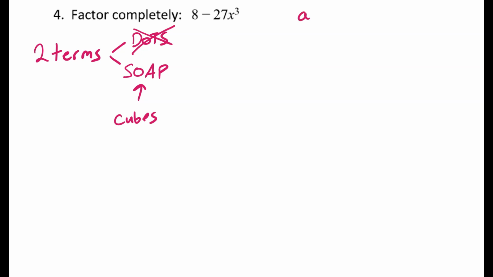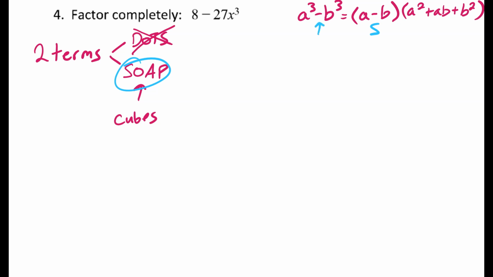So remember your formula for a difference of cubes. Something cubed minus something cubed factors into a minus b times a squared plus ab plus b squared. The reason I said this was a SOAP problem is because that acronym can help you remember the signs and the order in which they go in the equation. The first sign you see is always going to be the same as what you started with, so in this case it's a difference. The next sign is always going to be opposite, and the last sign is always positive. Same, opposite, always positive.